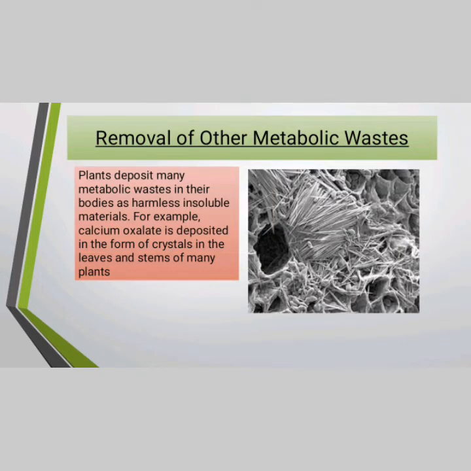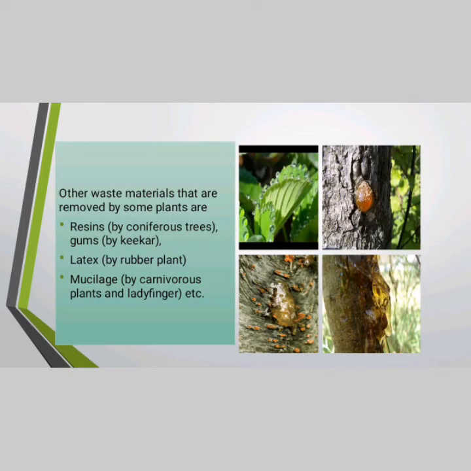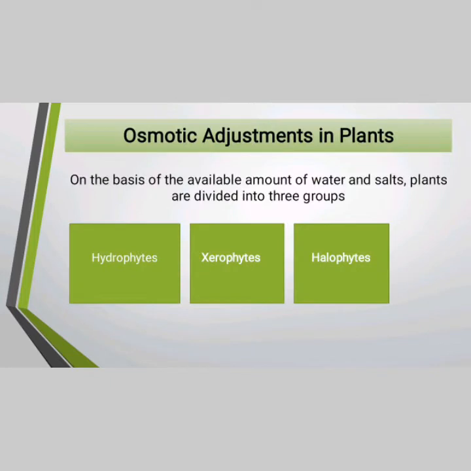Some metabolic wastes are stored by plants in the form of harmless insoluble materials, for example, calcium oxalate. Some plants also remove waste in the form of resins, gums, latex. For example, coniferous trees remove their waste in the form of resins, while rubber plants remove their waste in the form of latex, and plants like ladyfinger remove their waste product in the form of mucilage.